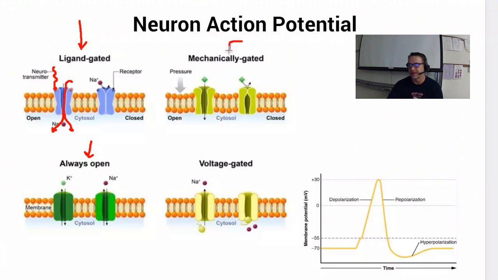All right, so over here we've got mechanically gated channels. These are not stimulated by chemical neurotransmitters. These are located at the dendritic end, or the sensory end, of your sensory neurons. So these are stimulated, open and closed, due to some sort of physical stimuli. In this case, it's pressure, but it could be itch, pain, warmth, cold, or stretch. A lot of different physical stimuli can stimulate these mechanically gated channels. So in this instance, it's pressure.